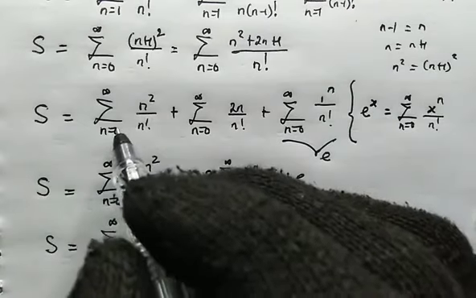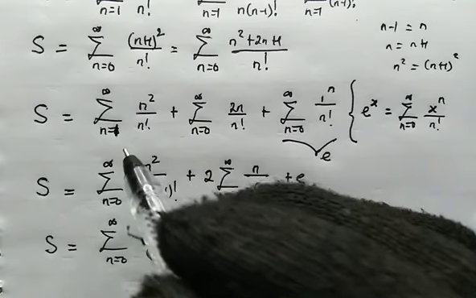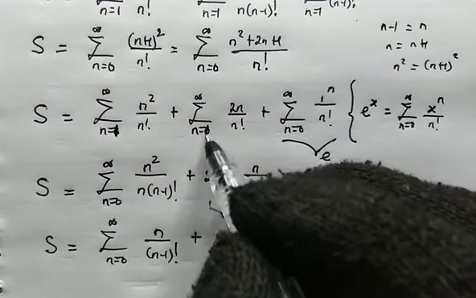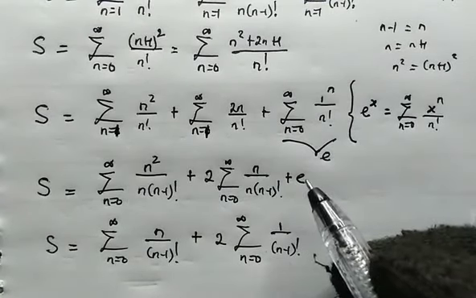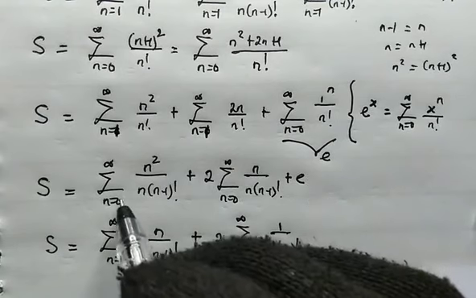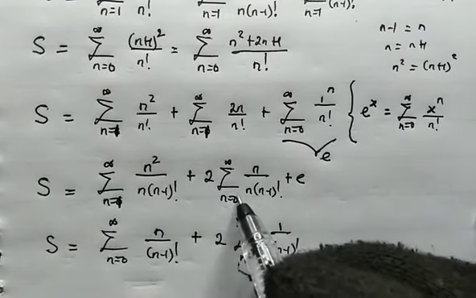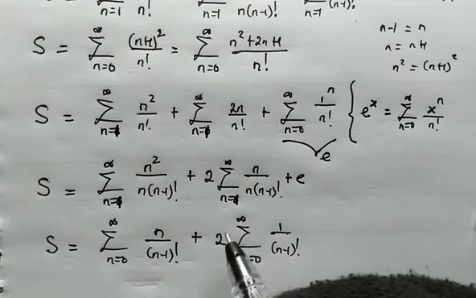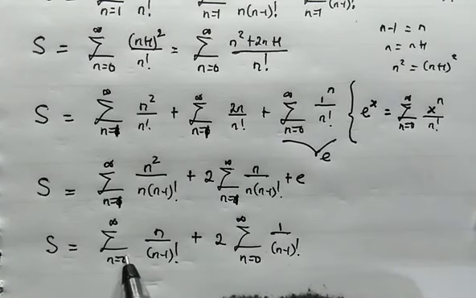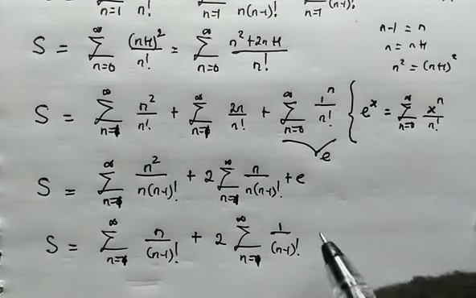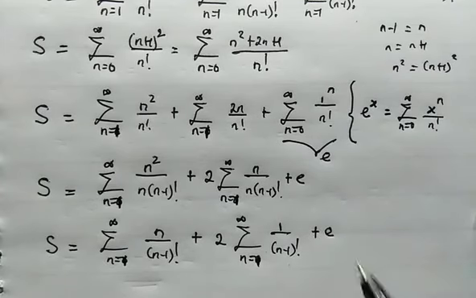So this is the same as the sum from 1 to infinity, and here from 1 to infinity, right? Okay, so this is 1 to infinity. Sorry for these mistakes. So from 1 to infinity, and here 1 to infinity, and here 1 to infinity. I'm so sorry for this. And here we have plus e.